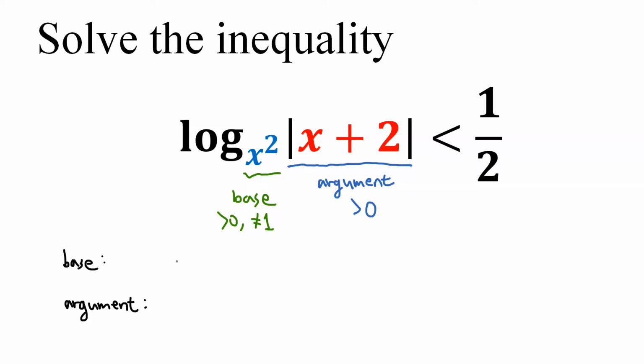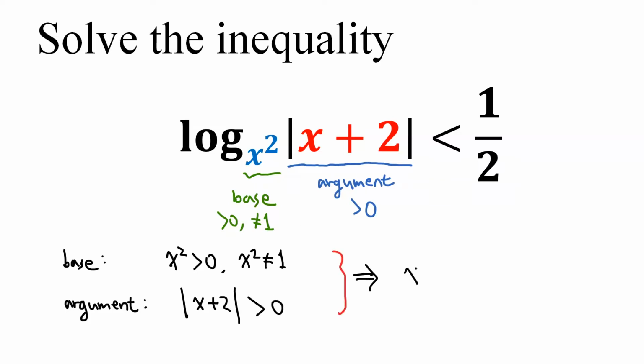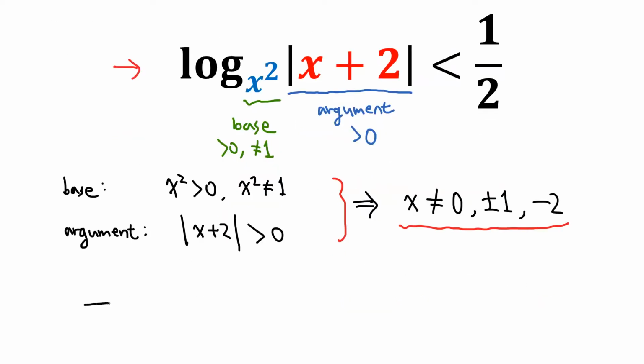So the condition for the base is that x squared must be positive and x squared cannot be 1. And the condition for the argument is that the absolute value of x plus 2 must be positive. And from these, we obtain that x cannot be 0 or plus minus 1 or minus 2. So with these conditions in mind, now let us change the base in this inequality. Again, let us use the common logarithm.